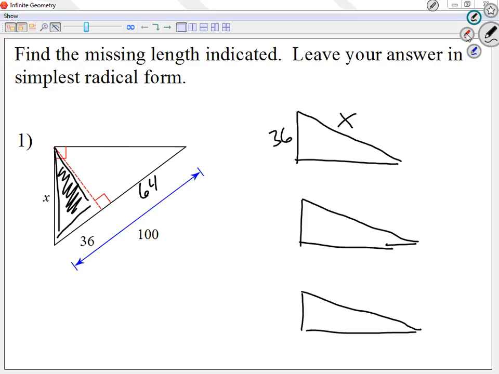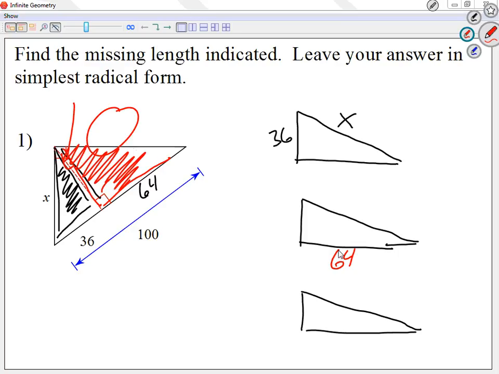Now, let me take a look at the middle triangle. When I say middle triangle, I'm talking about this one right here. The hypotenuse, I don't know. The short side, which is the one that goes here, I don't know. I just know the long side is 64. So let me write that the long side is 64. Remember, I said from the right triangles, I'm going to have a hypotenuse, a short side, and a long side.